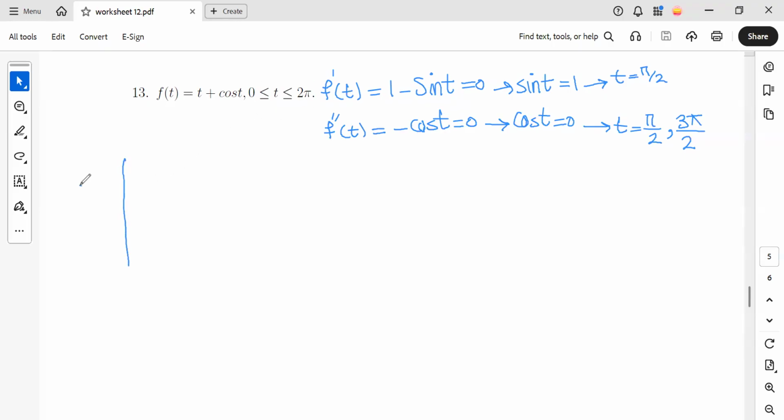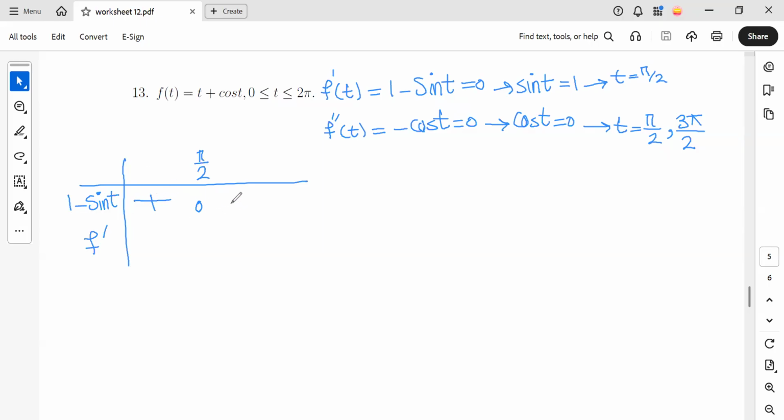So using the point pi over 2 for 1 minus sine of t, which is f prime. Pi over 2 makes this one 0. Before that, you can choose any argument less than pi over 2, let's say pi over 4. Sine of pi over 4 is square root 2 over 2. 1 minus root 2 over 2 is a positive amount. We don't have to find that.